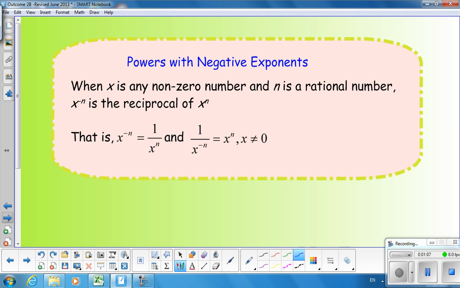Powers with negative exponents. When x is any non-zero number and n is a rational number, x to the negative n is the reciprocal of x to the n.